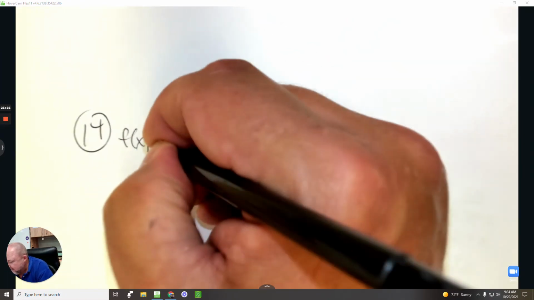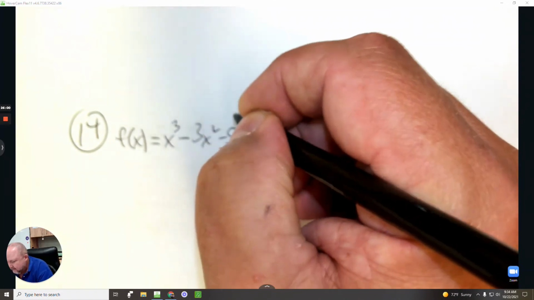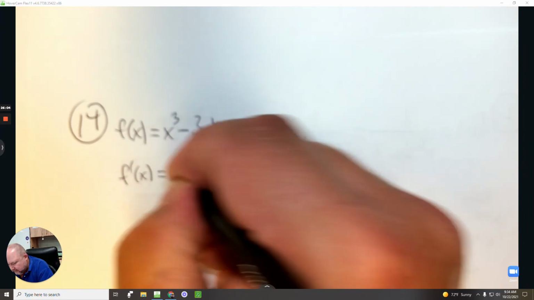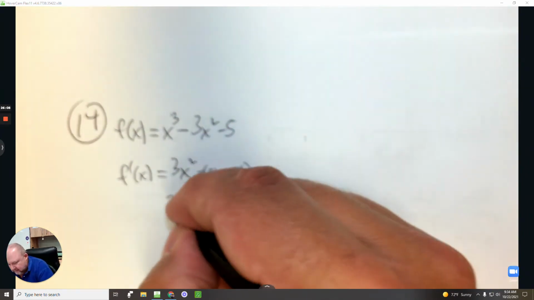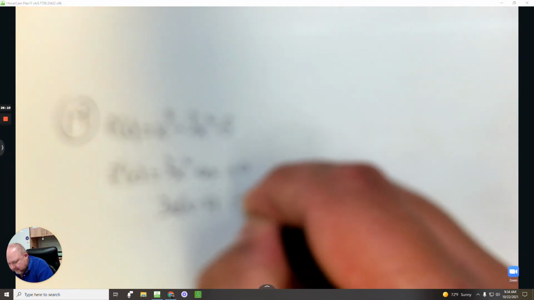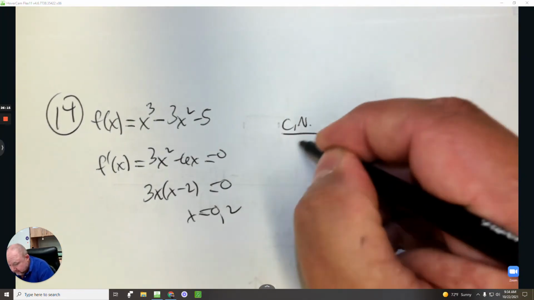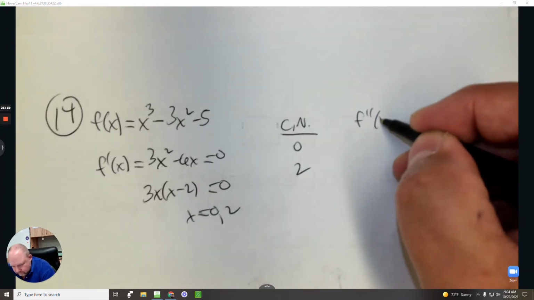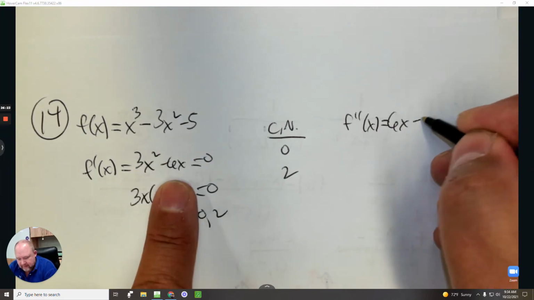So we have f of x equals x cubed minus 3x squared minus 5. And we're finding the extreme points. So first I need to find the critical numbers, take the derivative equal to 0, and then solve it. I'm going to factor out 3x. And the two answers are 0 and 2. Those are my critical numbers. Then I need to know the second derivative. So the second derivative would be 6x minus 6.